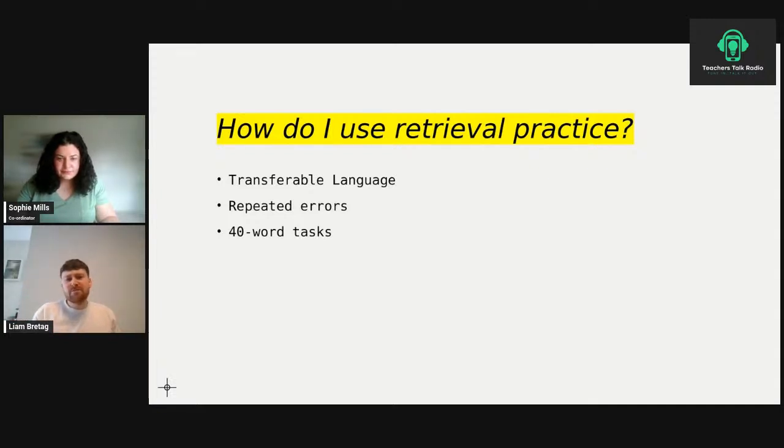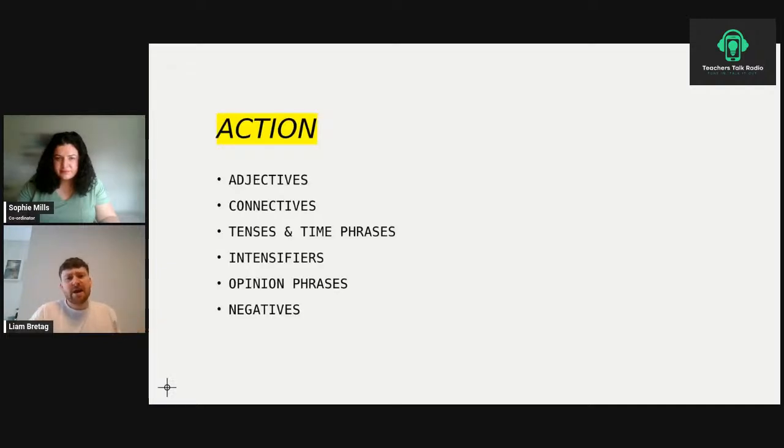And then 40 word tasks, you might just set a really simple, 40 words is 4 sentences, isn't it, really? What can you be talking about at this point? And that really helps them to get engaged as well, especially with higher ability groups.